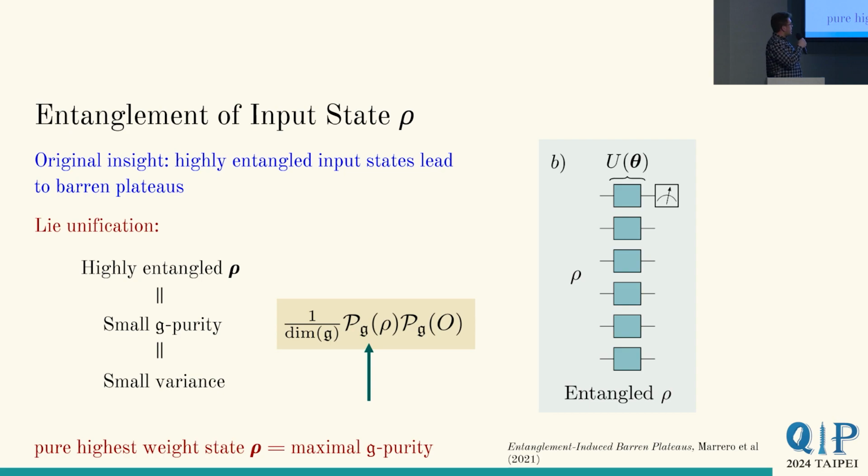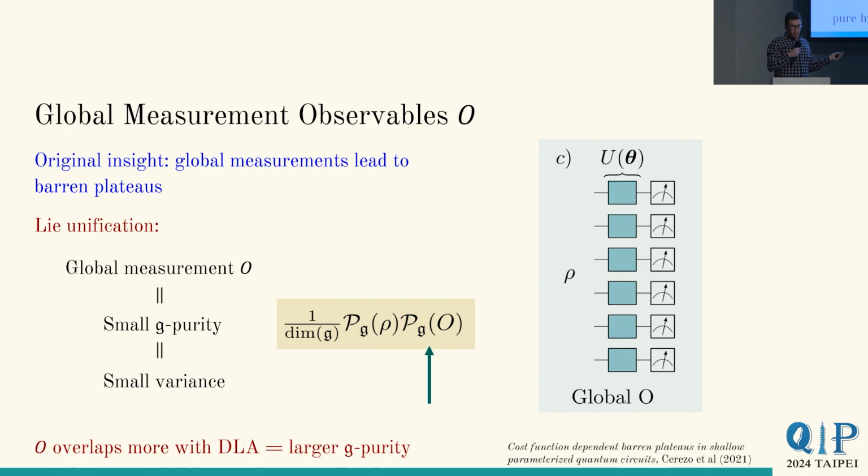So what's causing it here in the Lie unification picture? The G purity of this input state is going to get very, very tiny, because it's kind of like a maximally mixed state there. It's worth mentioning that in the paper, we actually calculate exactly the states which maximize this G purity quantity, and they are highest weight vector states, rho.